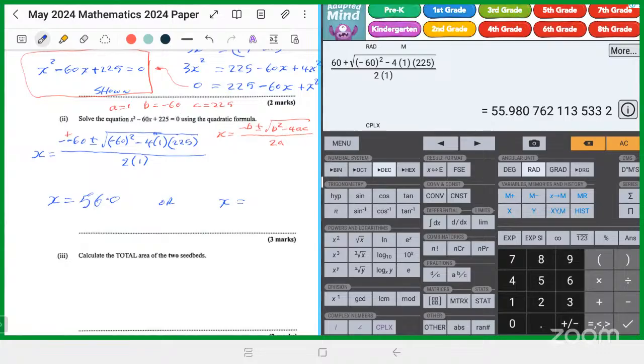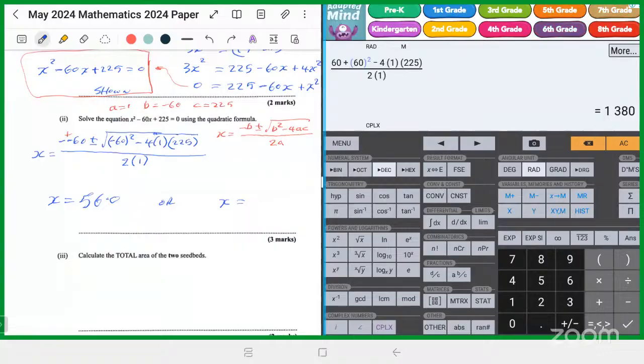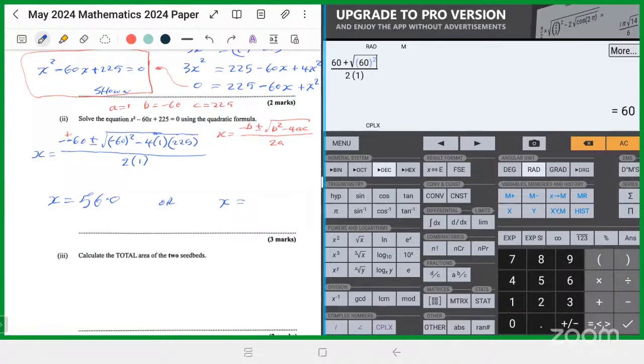I'm going to change the plus right here on the calculator to a minus. I'm going to go back and change it. Oh man, I did the wrong thing, guys. Let me go back and put this back under the square root sign. Put back the minus 4 times 1 times 225. And then I'm going to come back in and change this plus to a minus.